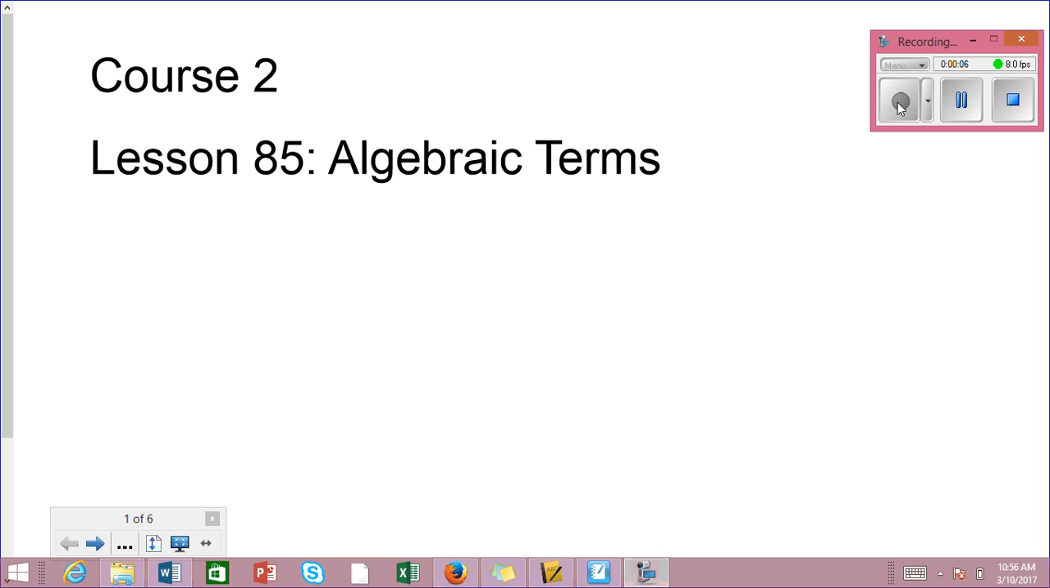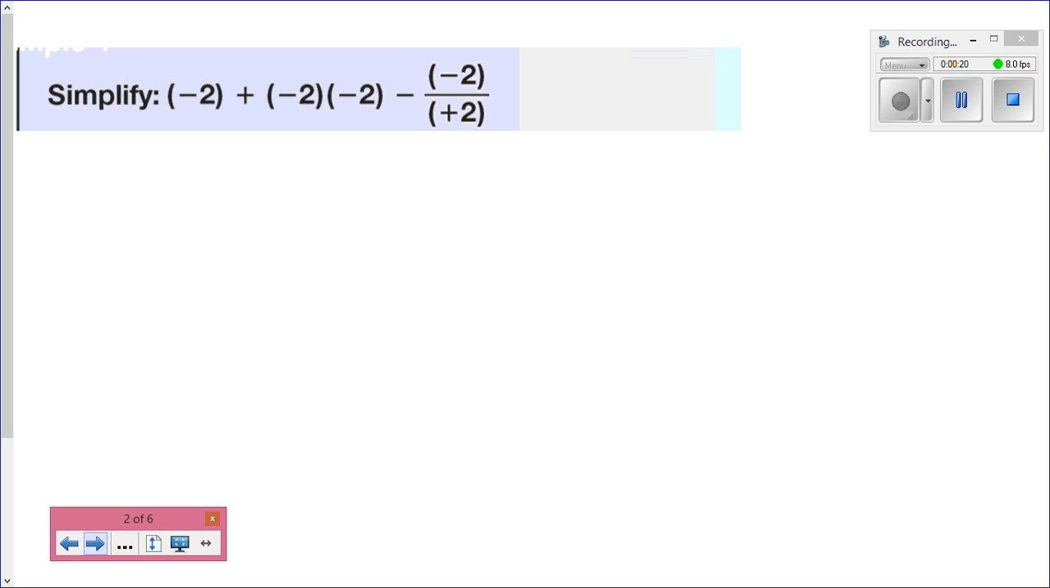We are on Lesson 85 today, Algebraic Terms. We are going to be discussing the order of operations and how we can break our terms up and make it easier for us to solve the problem. So, we will start with our first step, and this is something we would have already seen this year. So we're going to be simplifying this, and then I'm going to show you how to break it up into separate terms. So here we go.